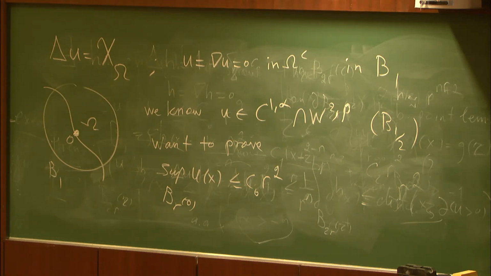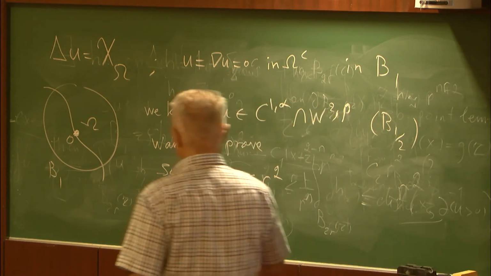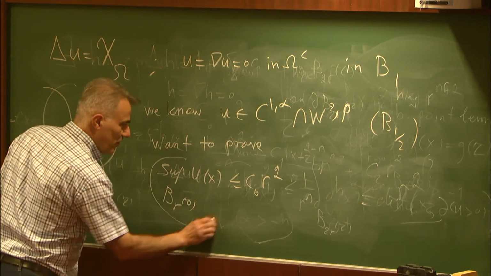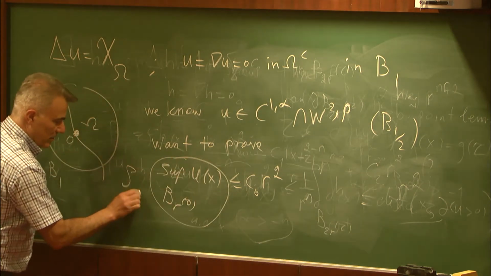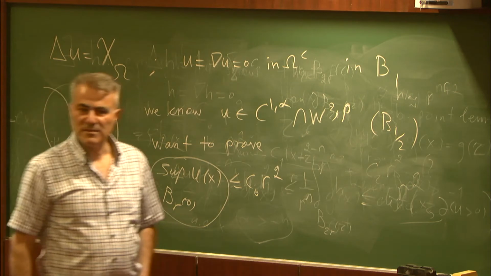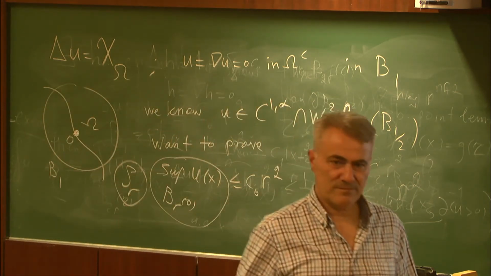Then there is a sequence r_j going to 0 such that this supremum, let me give it a name, because I don't need to write supremum all the time. So I will call this S(r). S(r) is the supremum.